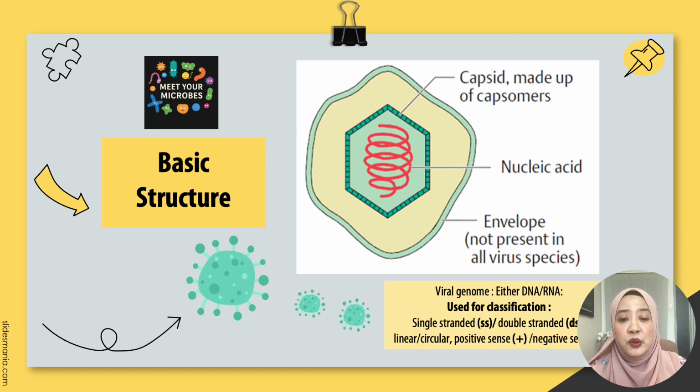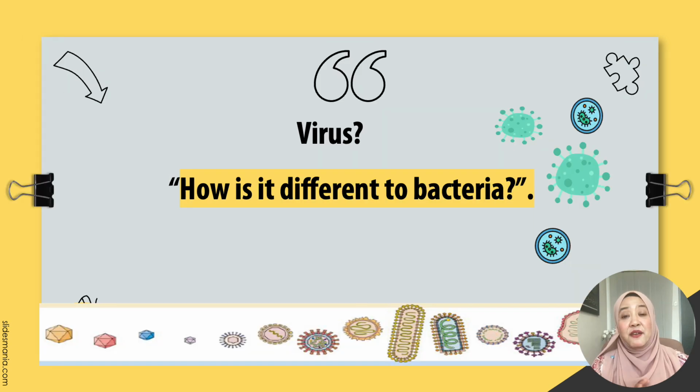The virus genome could either be single-stranded or double-stranded. It could be linear or circular. It could also be positive sense or negative sense. And all of this will be used in the Baltimore classification system. So it looks kind of simple, but if you break it down, it's actually rather complex. But don't worry. Viruses are often confused with bacteria.